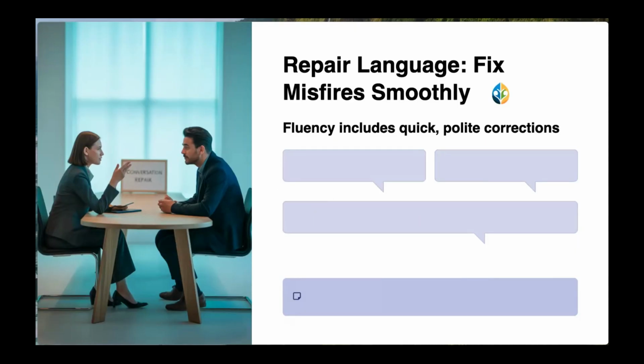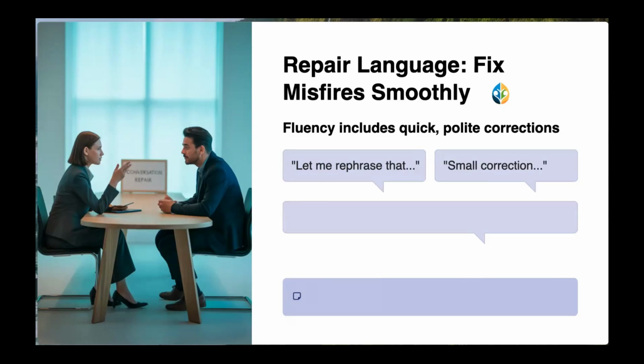Repair language: fix misfires smoothly. We all make them. Even native speakers have misfires. So this is nothing to be ashamed of. So fluency will include quick, polite corrections. People actually appreciate that. So we'll use phrases such as, let me rephrase that. It acknowledges that something was said incorrectly or not quite the way you meant it, and so you're going to restate it or rephrase it.